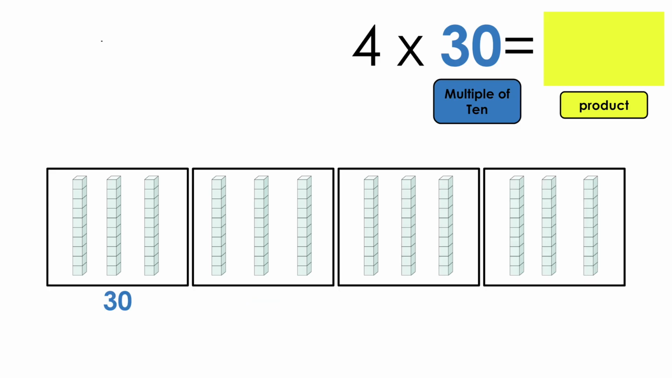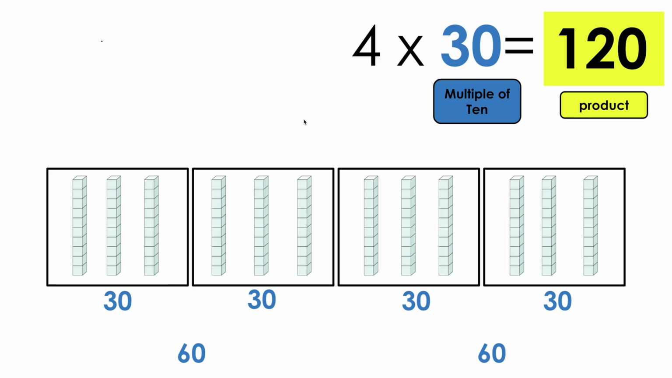We know we have 30 and 30, which makes 60. And 30 plus 30 makes 60. Now we can combine 60 plus 60, which equals 120. Or we can count by tens. 10, 20, 30, 40, 50, 60, 70, 80, 90, 100, 110, 120.